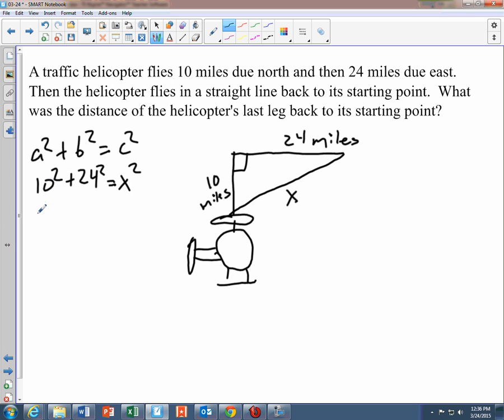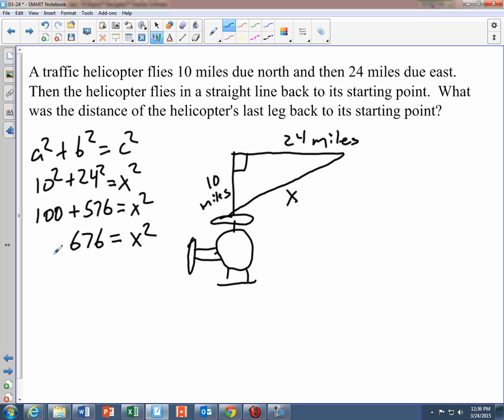Okay, 10 squared is 100. 24 squared, if I remember right, is 576. Let me see. It is 576. That still equals x squared. Okay, let's add those together. Well, 100 plus 576 is 676.